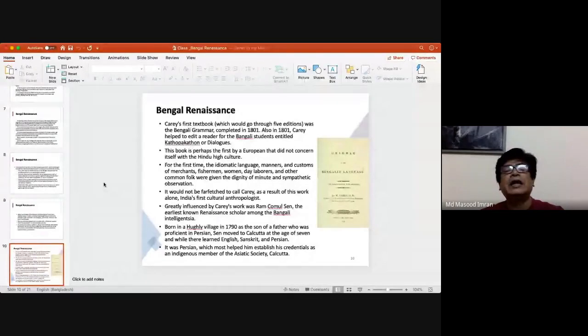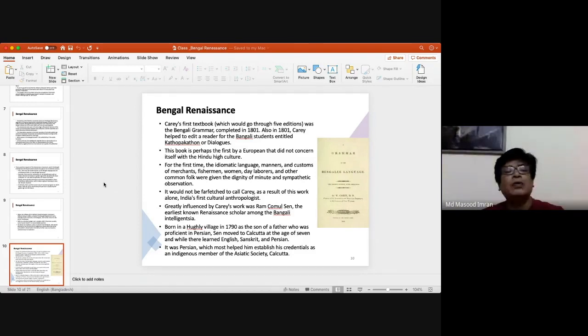He is identified in that manner, and was born in the Hooghly village in 1790 as the son of a father who was proficient in Persian. So I told you before that in Mongol time and other times, Hindus were always bound to learn Persian if they wanted to work in a government job or in the emperor's office or other offices. They needed to know Persian. So we found here that Ram Kamal's father also knew Persian very well.